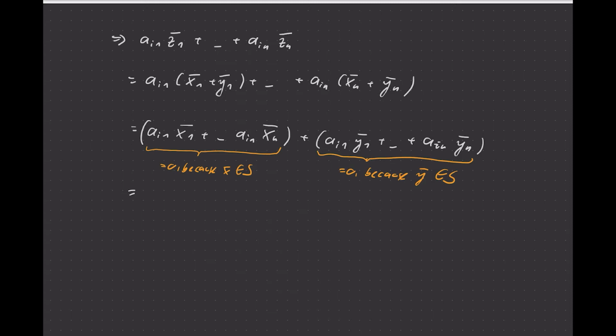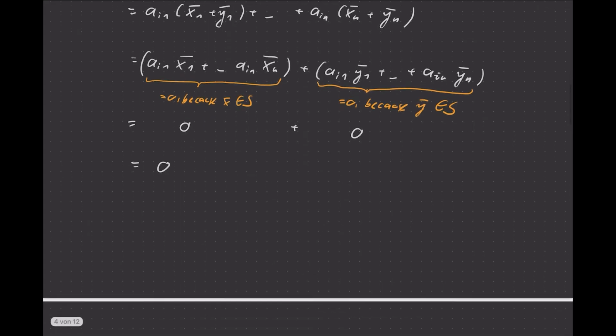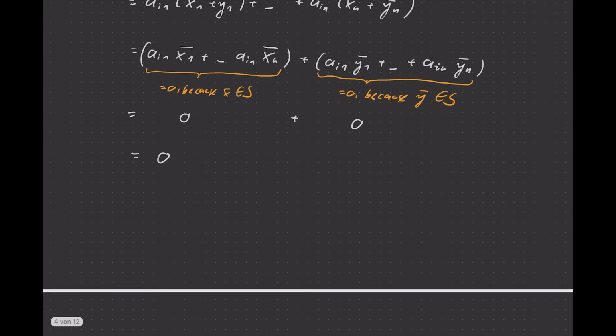So what do we get here? Well, we get 0 plus 0. And this is, of course, 0. So what we have shown is Z bar really satisfies our system of linear equations. It satisfies every single equation. So it satisfies the whole system, and that means it is contained in S. So that's the proof of this second property, closeness with respect to vector addition.